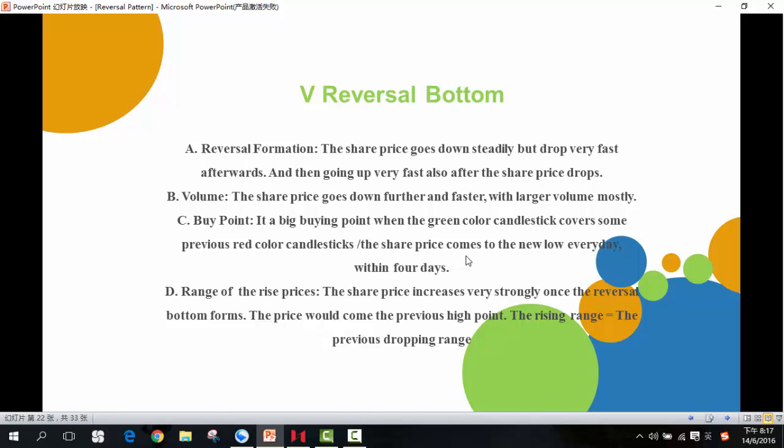The share price comes to a new low every day within 4 days. Okay, then we can see the next one, the range of the prices. The share price increases very strongly once the reversal bottom forms. The price would come to the previous high point, the rising range, the previous dropping range.